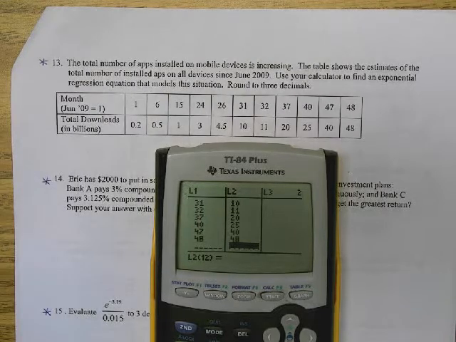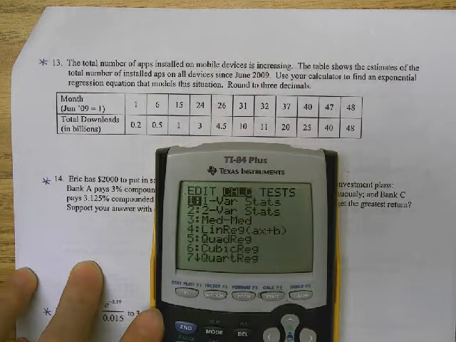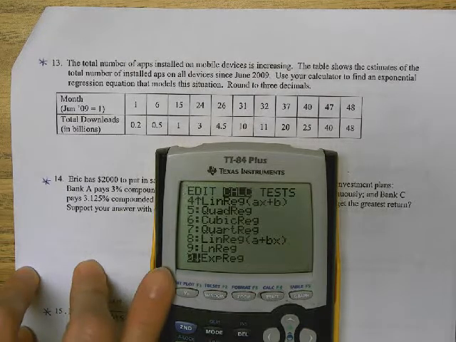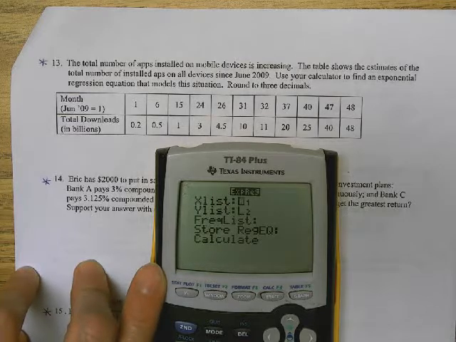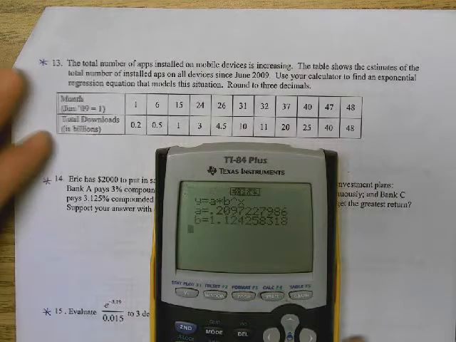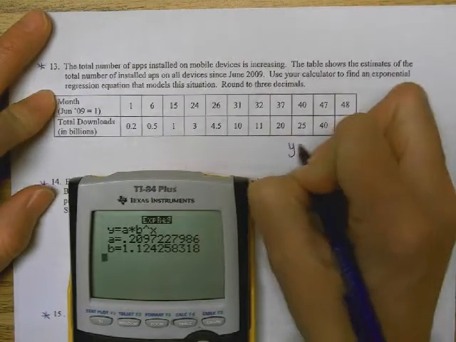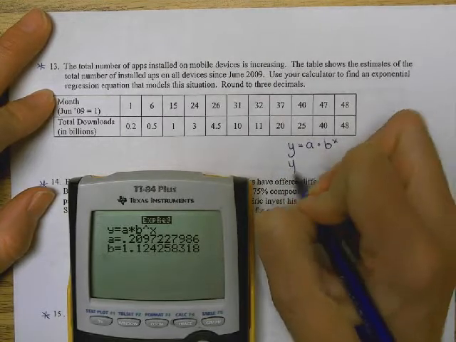Once I have all of my numbers in here, I'm going to go to Stat, Calc, and I'm looking for exponential regression. So it is 0. I hit Enter. Then I go down to Calculate. And this is giving me my equation. It's telling me that it comes in the form of y equals a times b to the x.